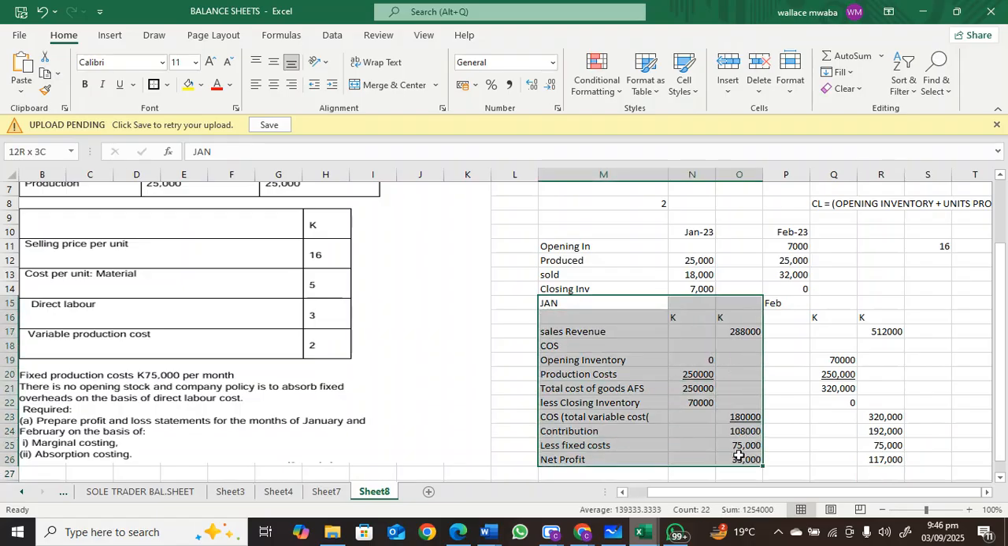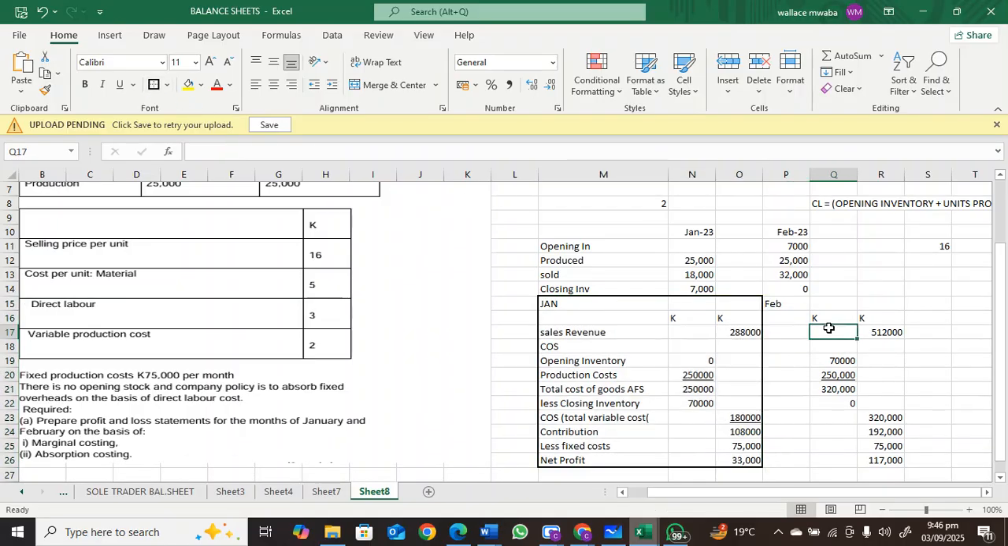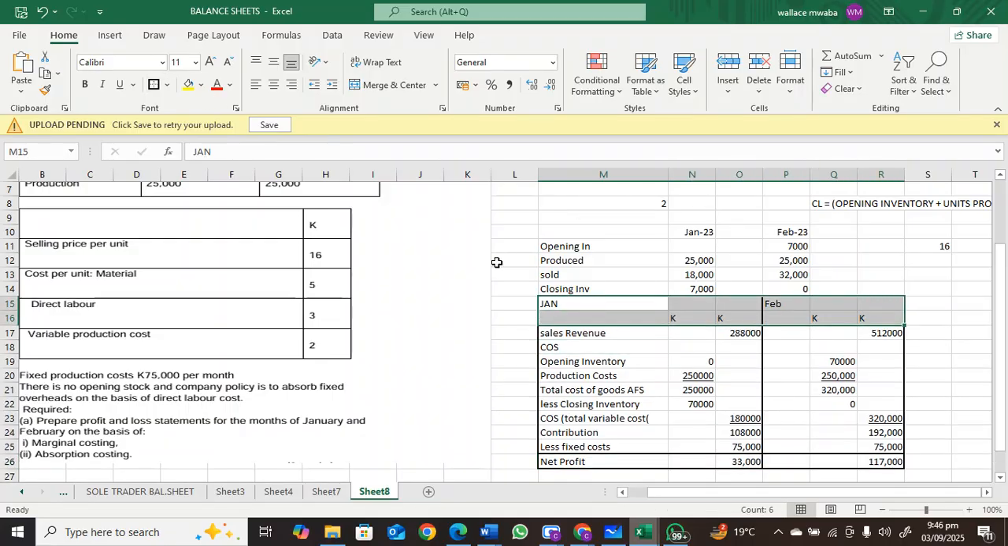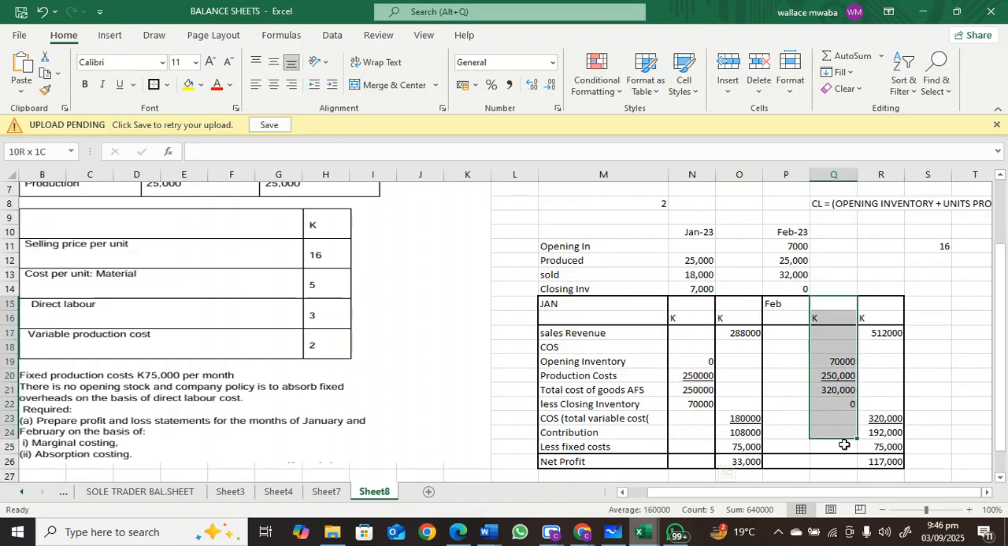So what we can see from this example here is when the business produced more, even its contribution increased. Also, its total variable cost also increased. But eventually, all in all, their contribution increased, and they were able to remain with more net profit than in January. So this is how you make these marginal costing statements.